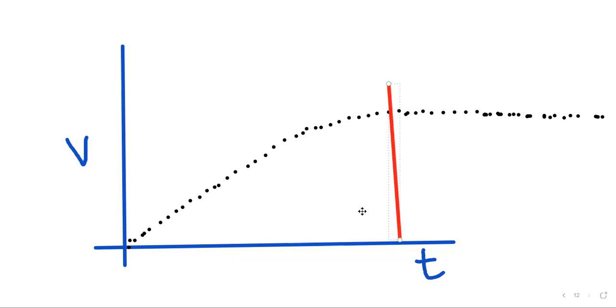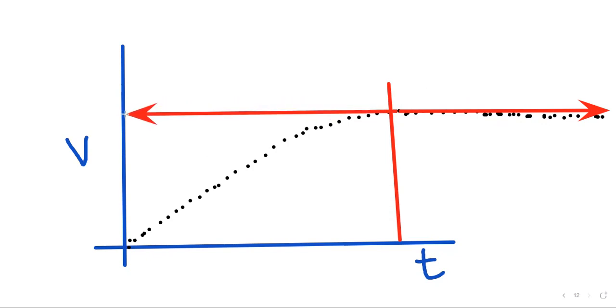You can say the velocity is increasing, but after this point the velocity is constant. If you go here, you can see there is a fixed number. So this constant velocity is called terminal velocity, and this is the graph of terminal velocity.